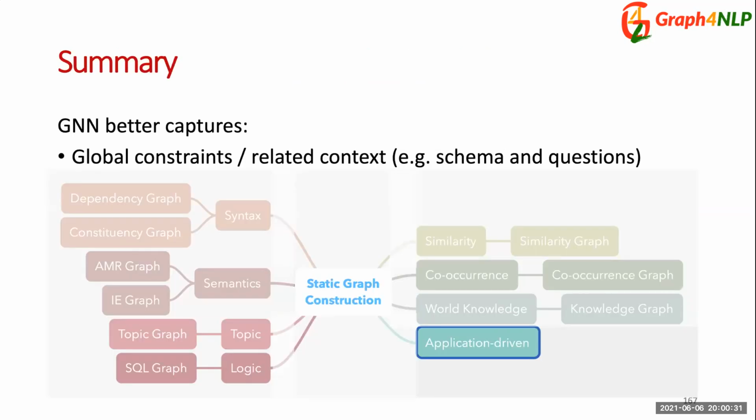So in summary, as you can see from the work I just described, graph neural network is effective in semantic parsing by better capturing the global constraint and related context, and it also helps with alignment between questions and the corresponding meaning representation. And all graphs are constructed in an application-driven way related to the ontology that we described earlier.